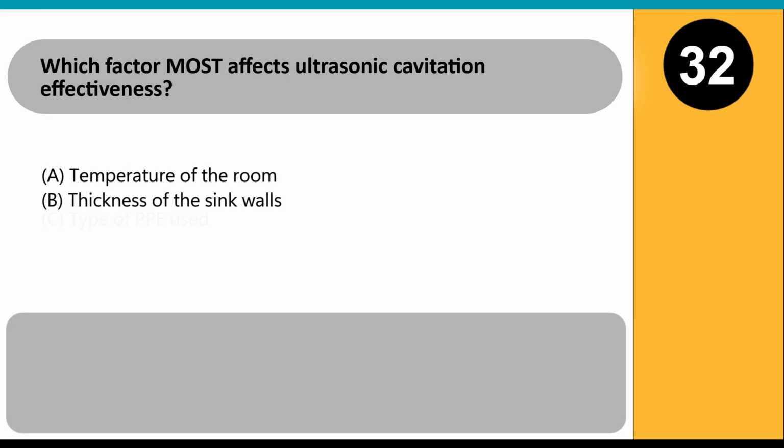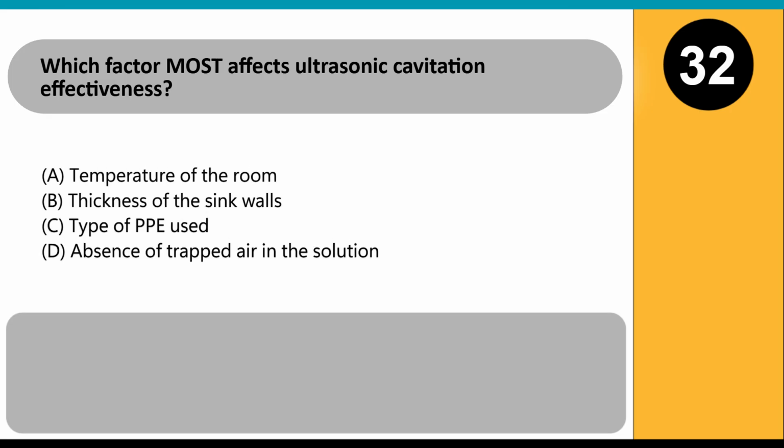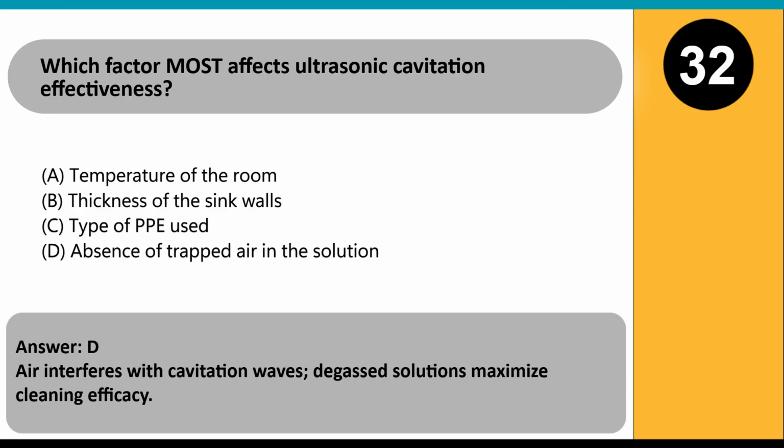Which factor most affects ultrasonic cavitation effectiveness? A. Temperature of the room. B. Thickness of the sink walls. C. Type of PPE used. D. Absence of trapped air in the solution. Answer D. Air interferes with cavitation waves. Degassed solutions maximize cleaning efficacy.